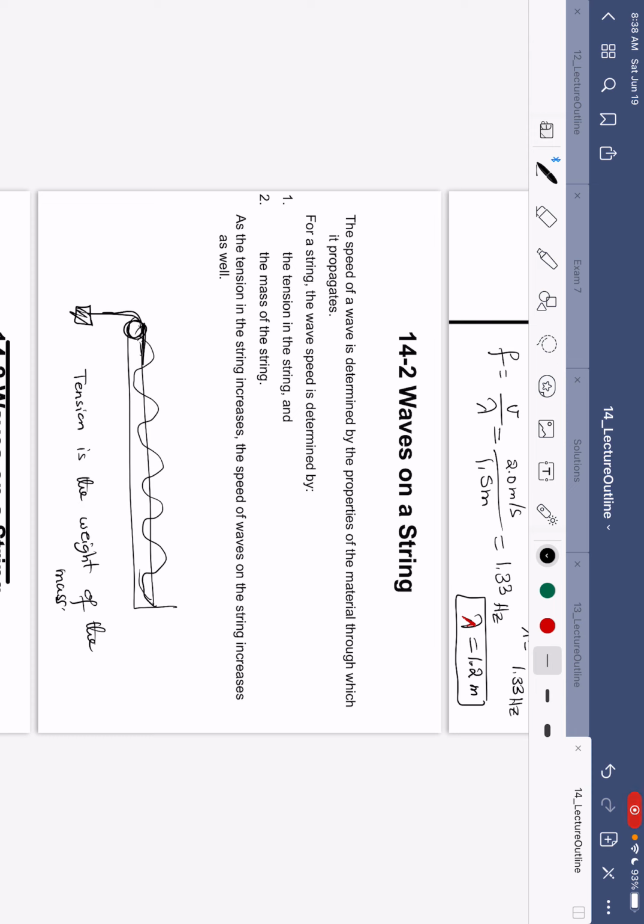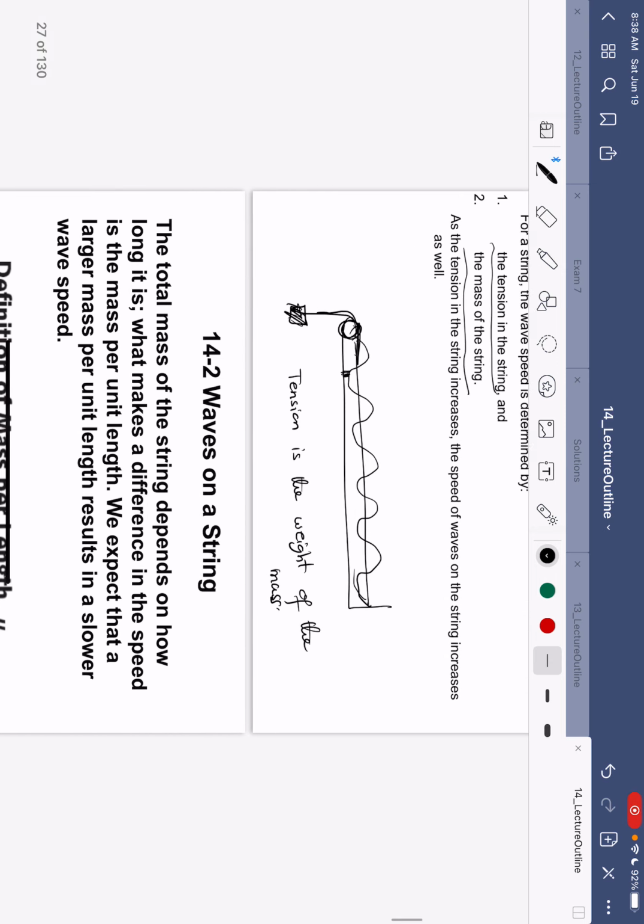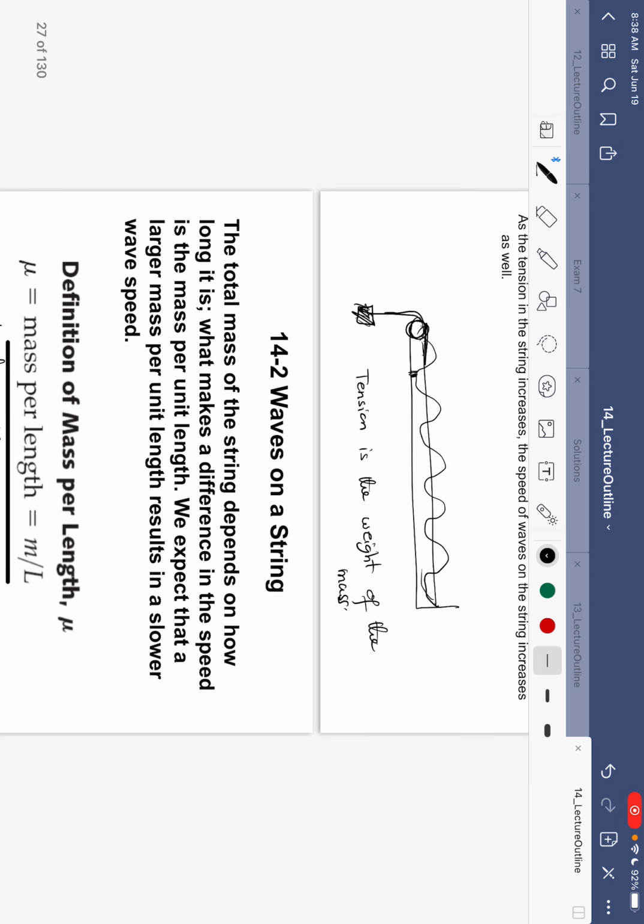Now, I can create transverse waves on a string, and the speed of the wave is really determined by two important factors. The first one is the tension in the string, and the second one is the mass of the string. Okay, and here you can see the setting. We have a string attached to a vibrator that is going to make it vibrate up and down. And there is a mass that is going to represent the tension, which is the weight of the mass that is hanged here.